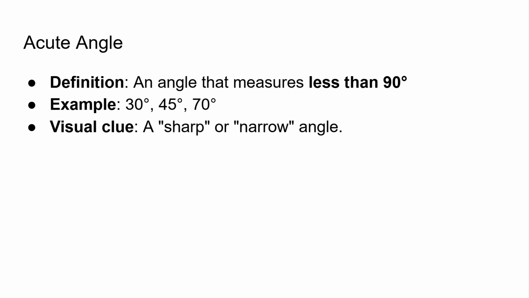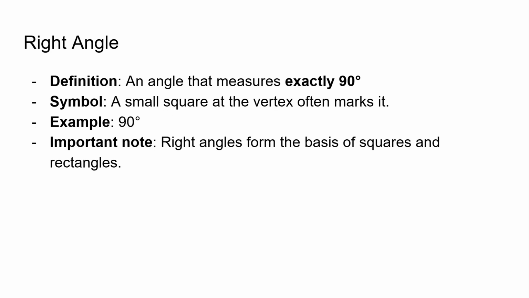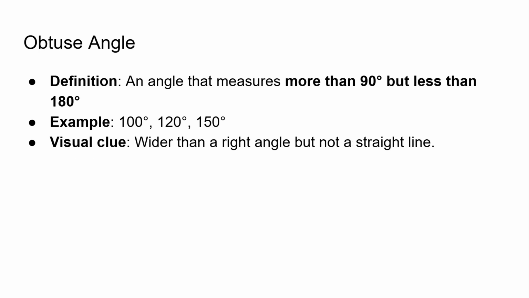This is an acute angle. And the right angle, by definition, is an angle that measures exactly 90 degrees. Its symbol is a small square at the vertex, often marking it. For example, there's only one, and it's 90 degrees. It must measure exactly 90 degrees. Important note: right angles form the basis of squares as well as rectangles.